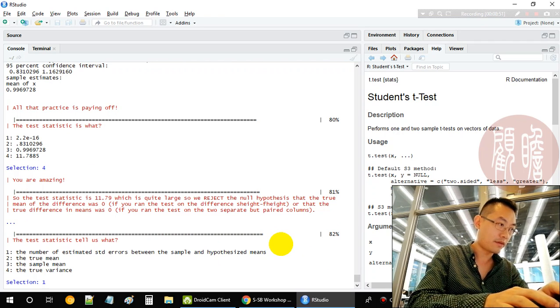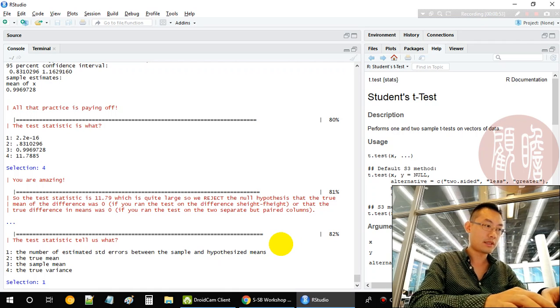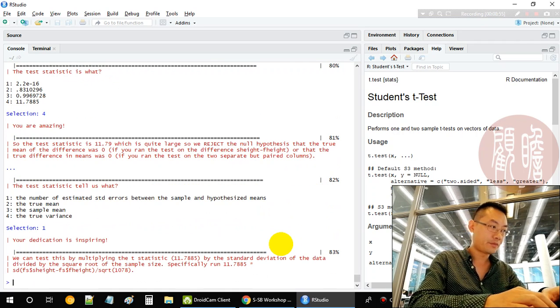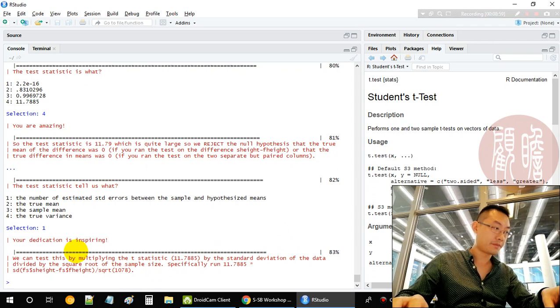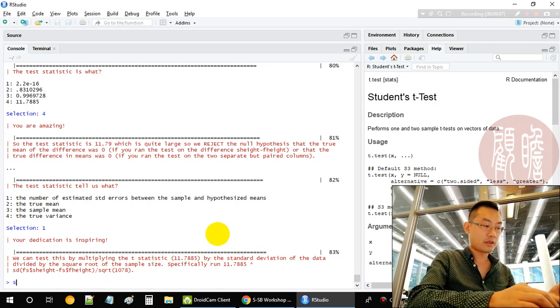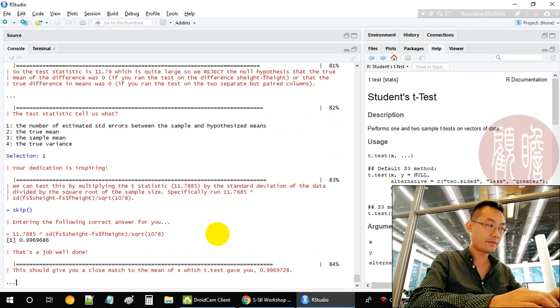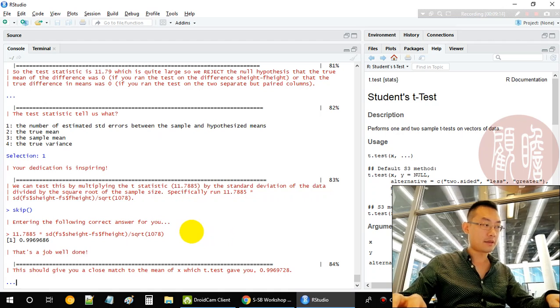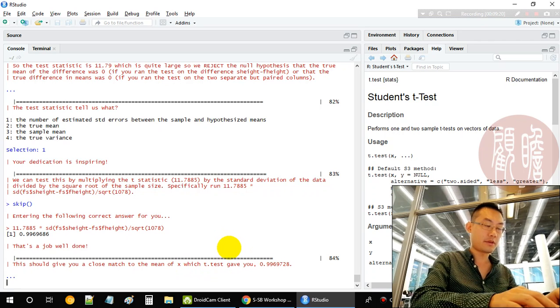The t-statistic is the number of estimated standard errors between the sample mean and the hypothesized mean. This is the meaning of the t-test statistic. You can test this by multiplying by the standard deviation of it. Okay, you can get the mean value, a close match to the mean value.